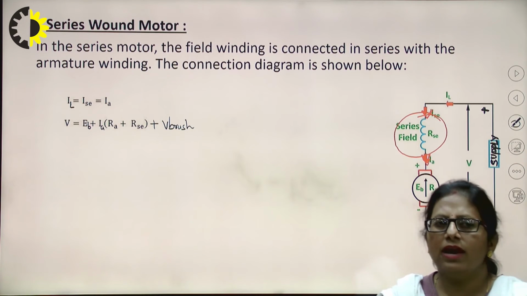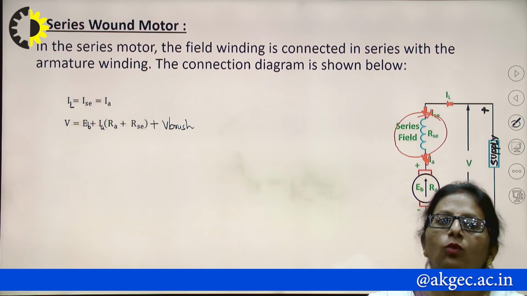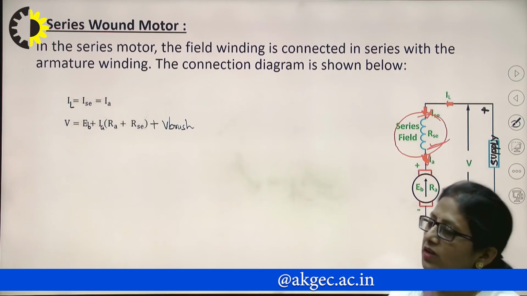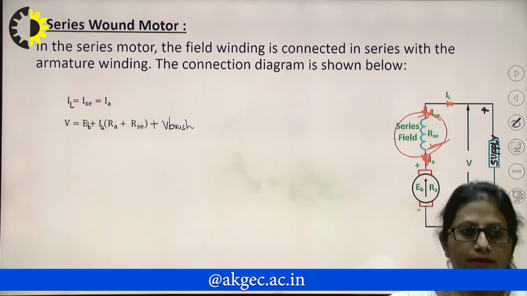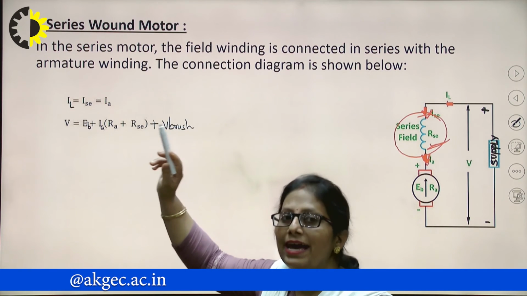Voltage equation, I'll be having a small change. What is that change? Now I'm having one more drop being added to it. What is that drop? That is the series field drop. That is, V must be equal to EB plus IA RA plus ISC RSC.